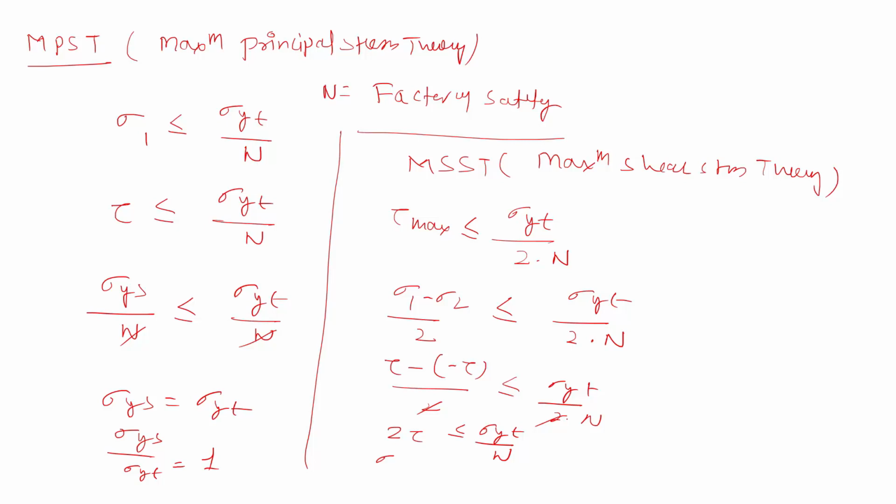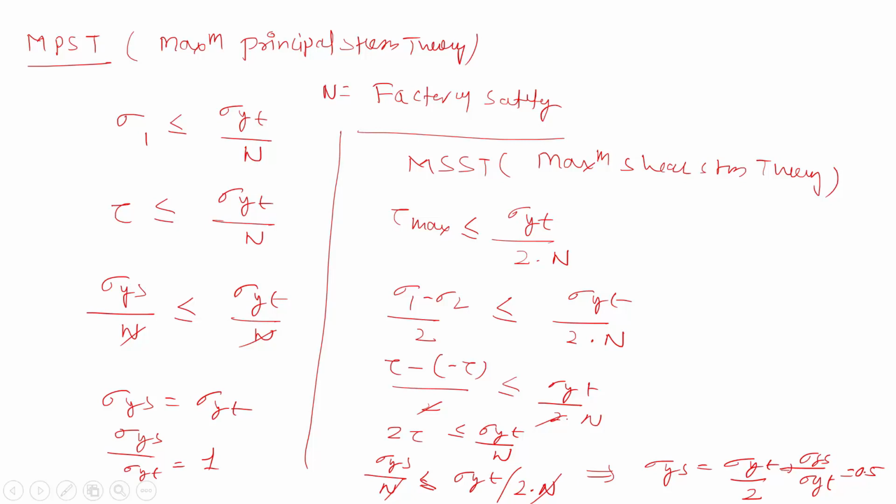So sigma ys over n, sigma yt over 2 times n, this 2 comes here and this n will get cancelled out with this n. So we can say according to this theory, sigma ys is equal to sigma yt over 2, or we can say sigma ys over sigma yt is equal to 0.5. So according to maximum shear stress theory, the ratio of these two is 0.5.